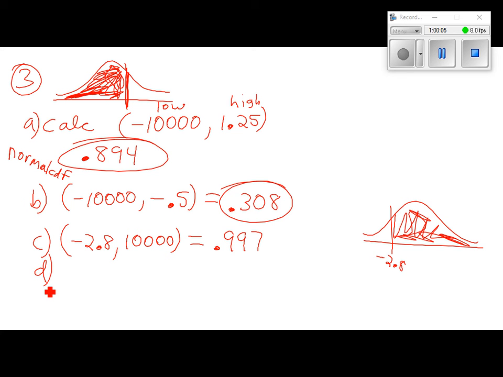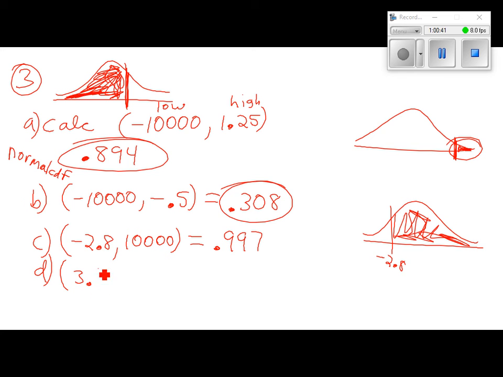D, same idea. 3.1. Think about this before you do it. If we're at 3.1 standard deviations, how much of the area is going to be to the right of that? All of it. Or, no, none of it. Hardly any of it. Very unusual. What goes in here?